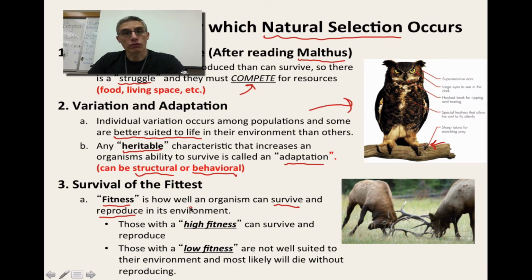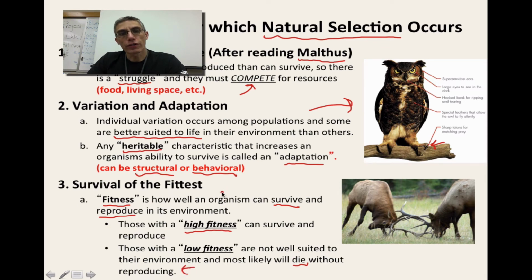Now, when you talk about survival of the fittest, we're talking about those that have a very high fitness ranking. In other words, those are most likely going to be the ones that will be able to survive and reproduce. Then, of course, there are those that have a low fitness ranking, and those would be the members of the population that are not well suited to their environment. Most likely those individuals are going to die. And when they die, they probably did not get the chance to reproduce.